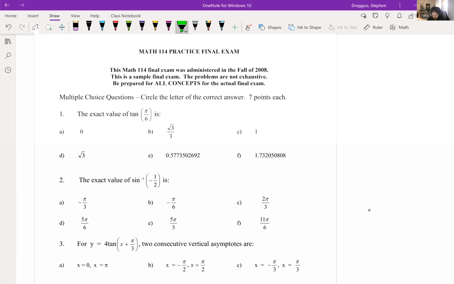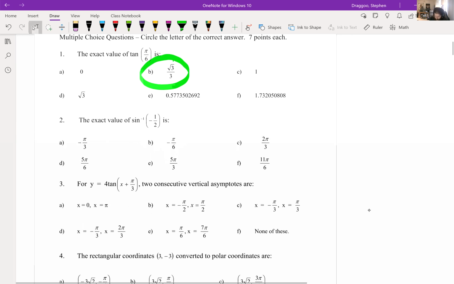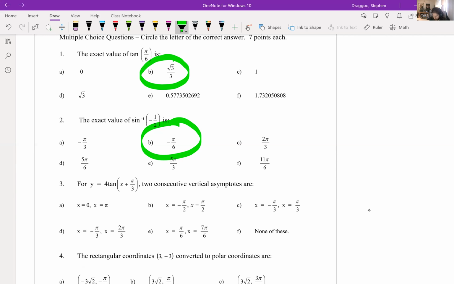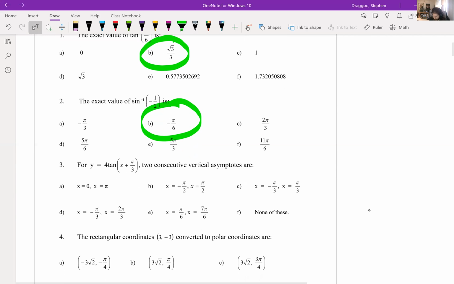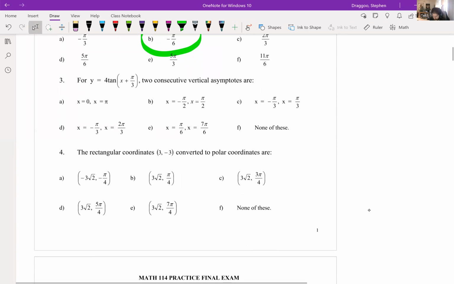So the exact value of tangent of pi over 6, we just have to go back to the unit circle for that. It's going to be root 3 over 3. Exact value of inverse sine of negative 1/2 should be negative pi over 6. Since we have to do the inverse sine of a negative number, we'll end up in that negative fourth quadrant.